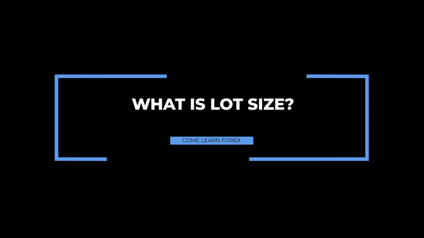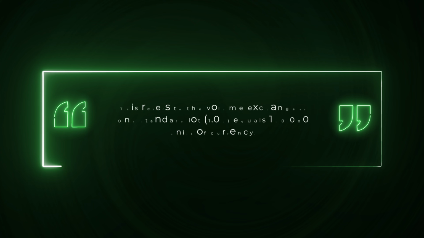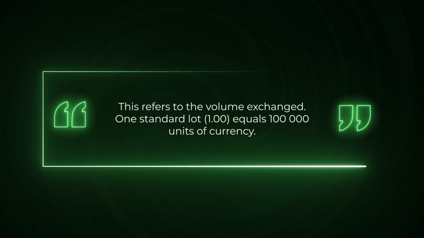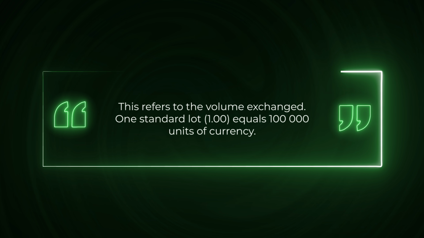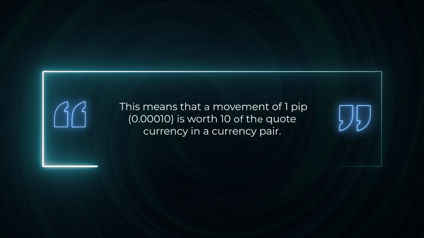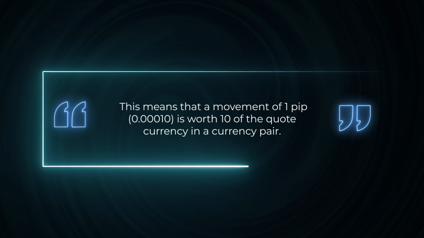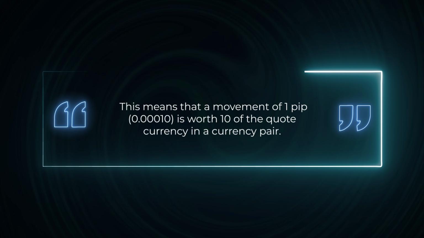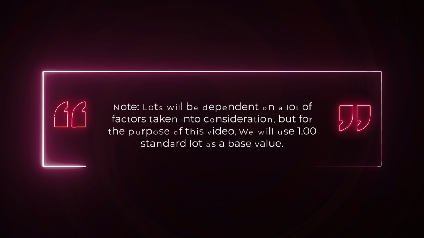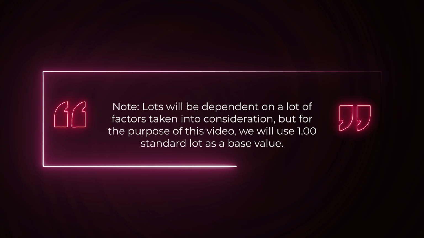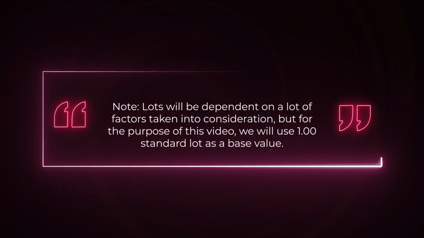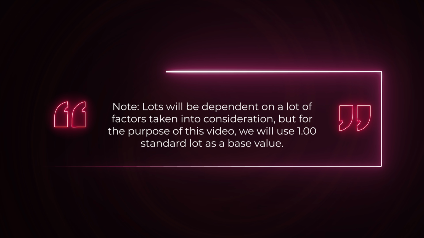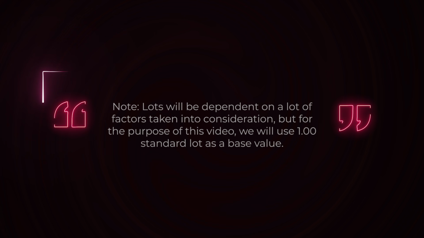So what is a lot size? This refers to the volume exchanged. One standard lot, or 1.00, equals 100,000 units of currency. This means that a movement of 1 pip, or 0.0001, is worth 10 of the quote currency in a currency pair. Please note that lots will be dependent on a lot of factors taken into consideration, but for the purpose of this video, we will use 1.00 standard lot as a base value.